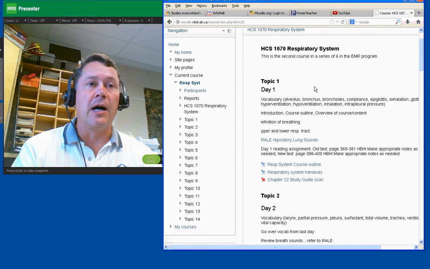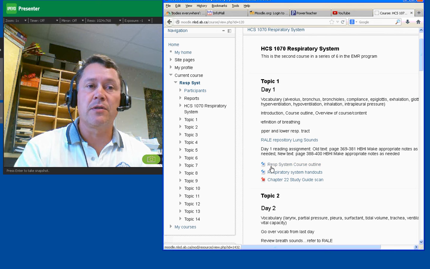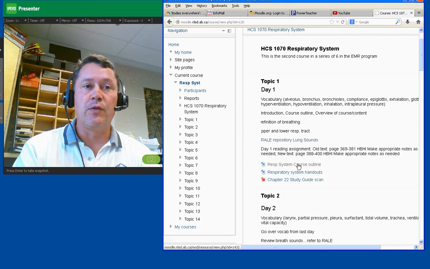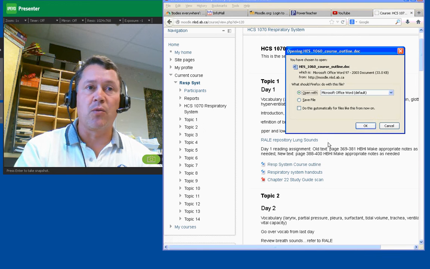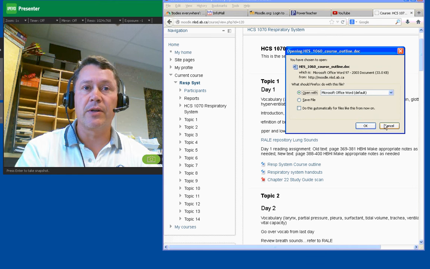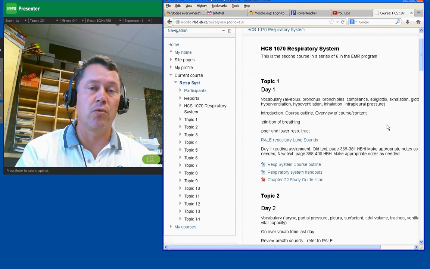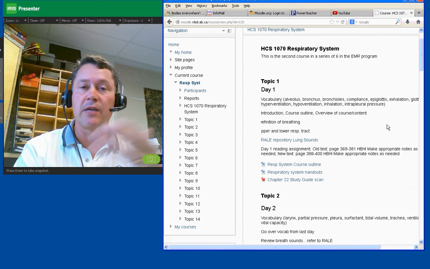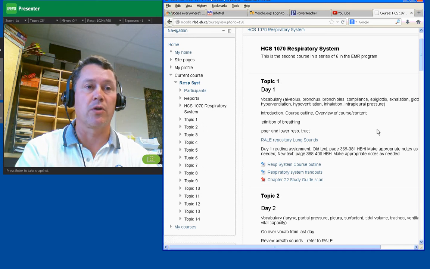So essentially what I need you to understand is that first of all, there's going to be a course outline. If we double click on that course outline, it opens up a Word document, okay? Go ahead and print that or just view it online. It goes over the main objectives we're going to cover. Just like everybody else's course outline, this one's online.